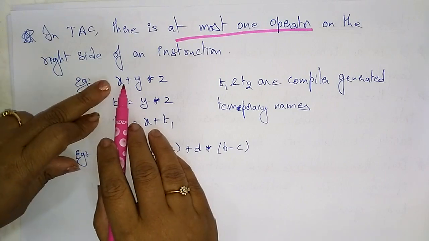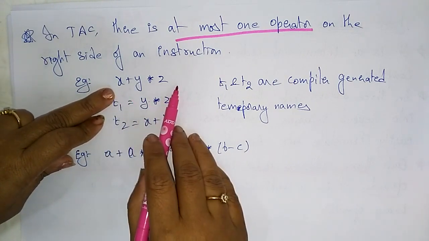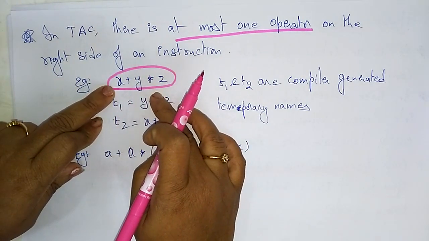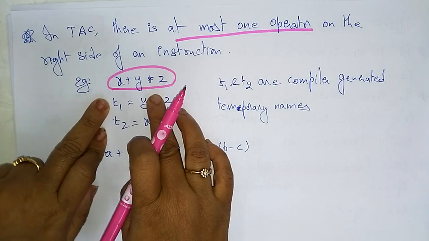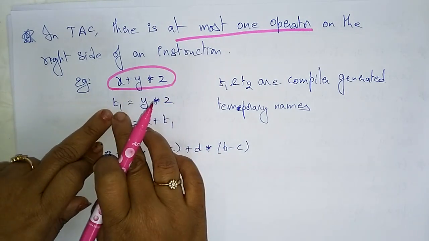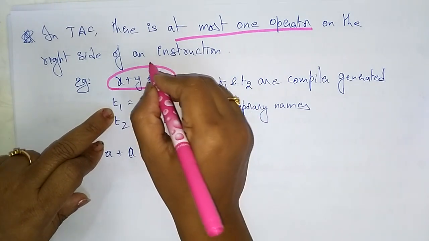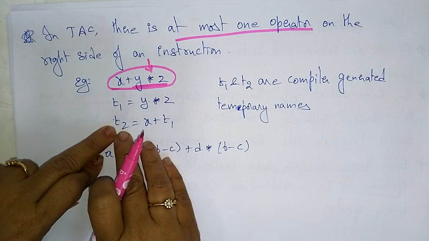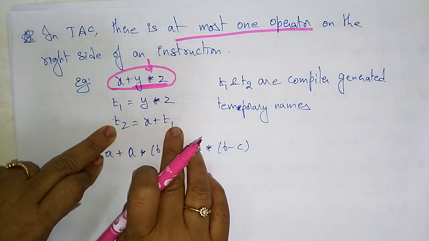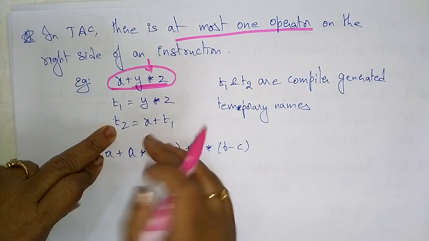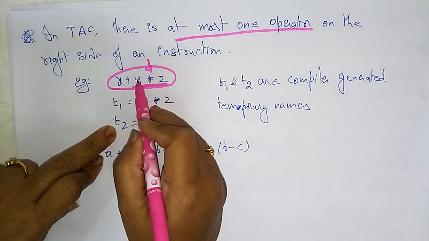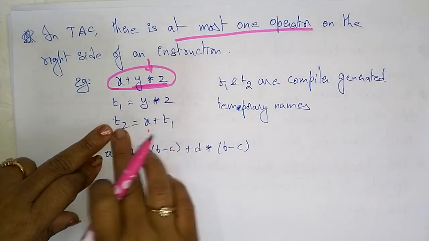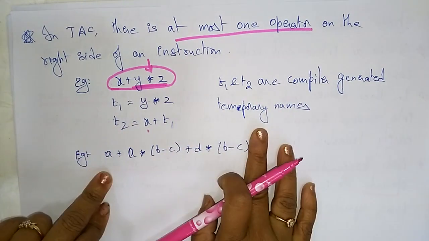So let's see here: X plus Y star Z. How do I divide this expression into several separate instructions so that it can easily convert into assembly level language? I break it as T1 is equal to Y into Z. I'm taking this Y into Z as T1. Now T2 becomes X plus T1. So instead of 3 operands, here only 1 operator is there. And these T1 and T2 are the temporary names generated by the compiler.